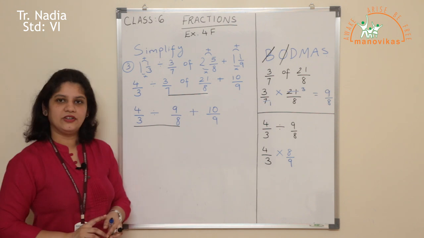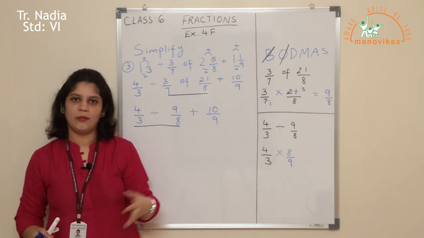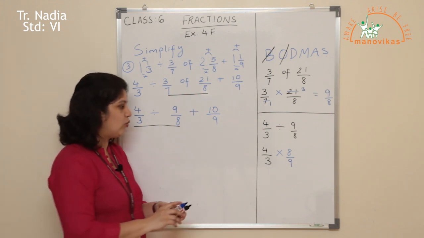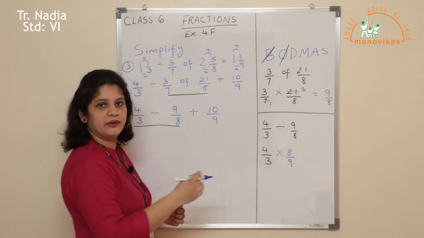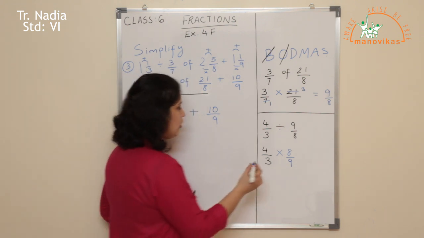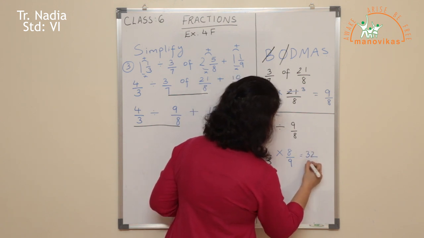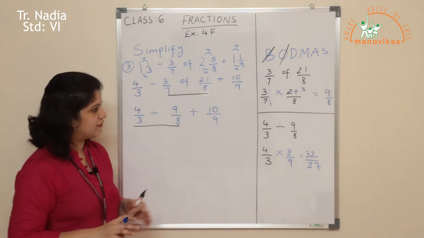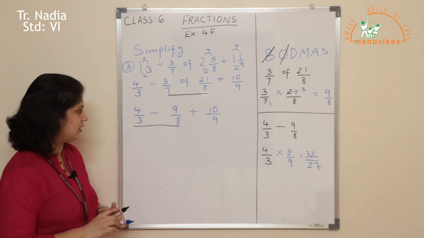Okay, nothing can be reduced over here because none of the numerators and denominators can be paired up with a similar table. So what do we have here? Nothing can be reduced means we have to multiply the numerators and multiply the denominators. So I have 4 8s are 32 and 3 9s are 27. So after solving the part, I got the answer 32 upon 27.